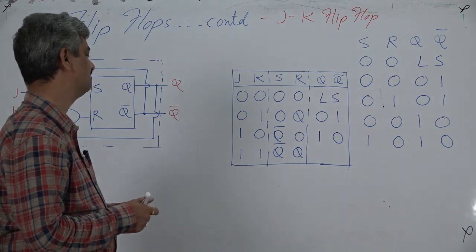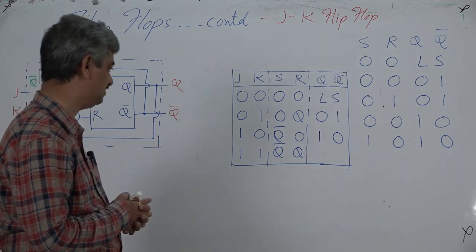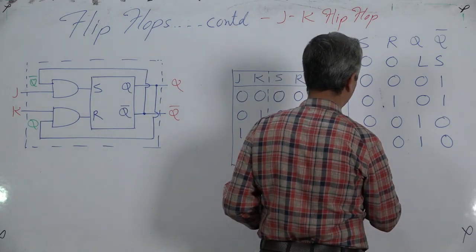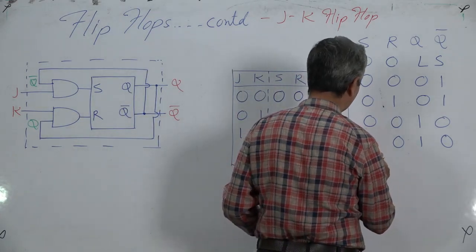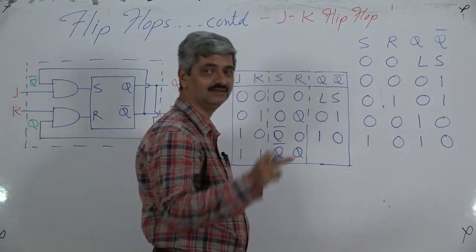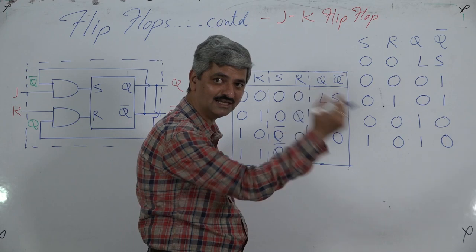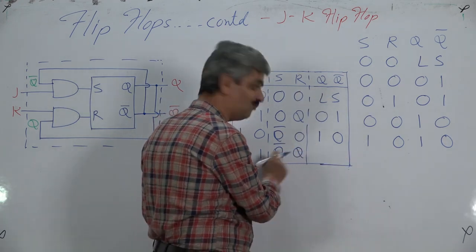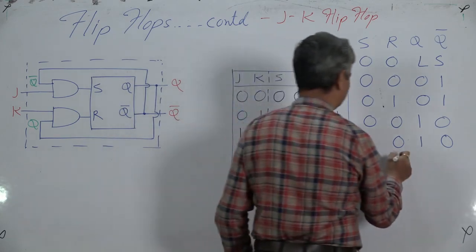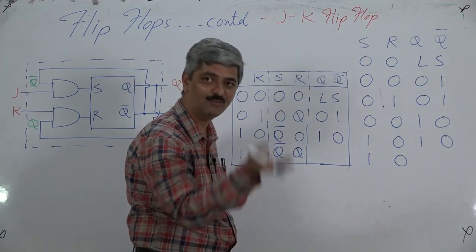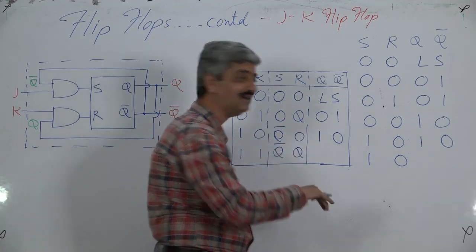So, if J is 1 and K is 0, then what are S and R? If the current state is Q equal to 0 and Q bar equal to 1, then the new outputs are 0 and 1. If the current state is Q equal to 1 and Q bar equal to 0, the new outputs are 0 and 1.